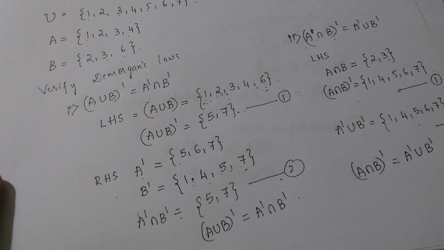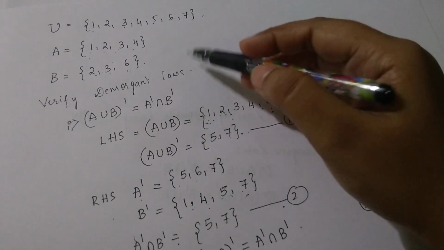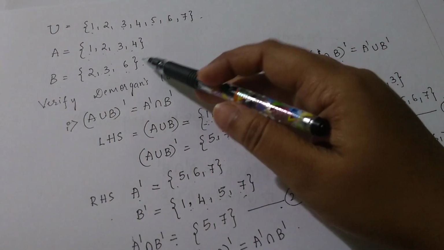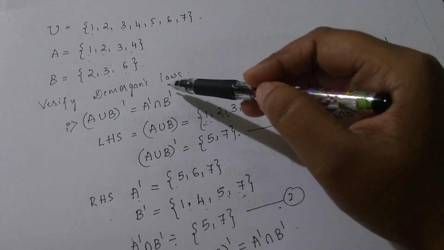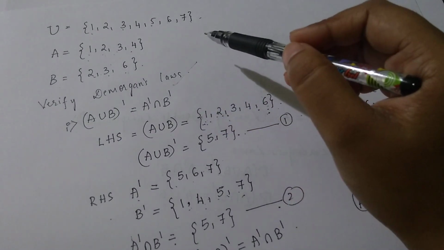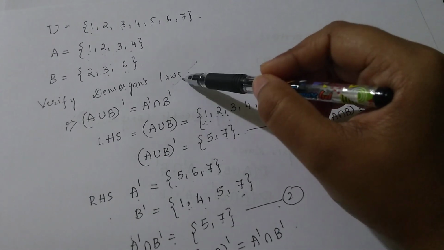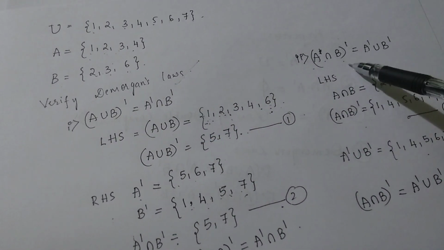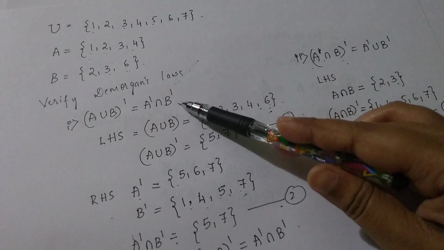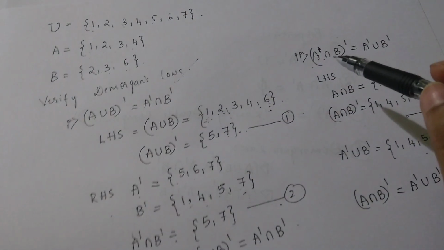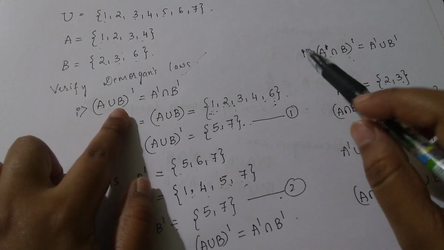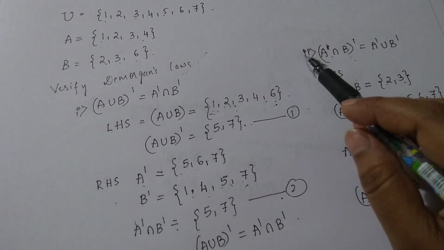Let me explain once again how to prove it. So first, one universal set will be given to you. A set will be given to you and B set will be given to you. They will tell you to verify De Morgan's law. To verify De Morgan's law, you have to remember these two results. Sometimes they'll directly give the results. If the results are not given, for example, A union B whole dash is equal to A dash intersection B dash.